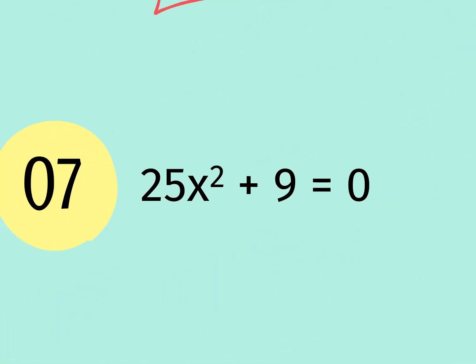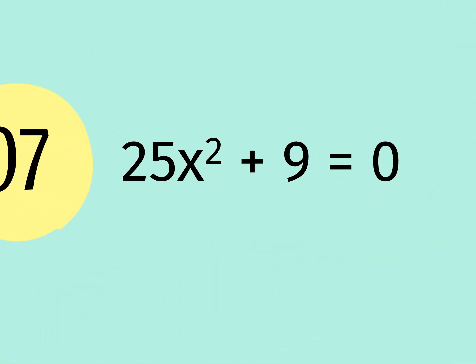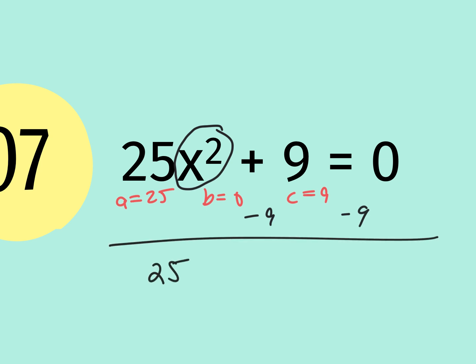All right, last 2. Let's think about how we attack this problem. What's your A value? 25. What's your B value? And what's your C? 9. If you don't have a B value, what's your best bet to do? Yep, let's isolate x squared. So the first thing I'm going to do, Eden said, was subtract 9. Perfect. So 25x squared equals negative 9.